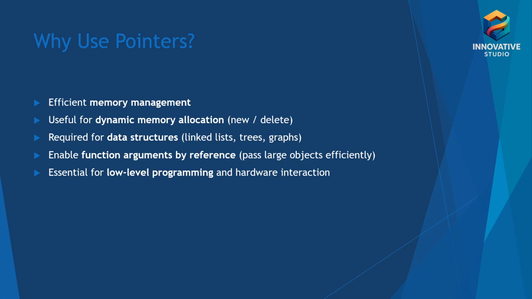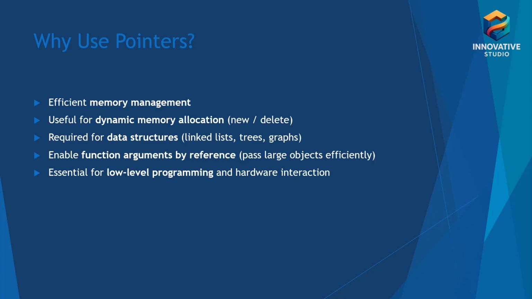Next, why use the pointer? Basically when you have to use memory efficiently, pointer variables are used. Secondly, it is useful for dynamic memory allocation: you can initiate with new and delete using pointers. It is also required for data structures, so linked lists, trees and graphs are examples of data structures that use pointer variables. Pointers enable function arguments by reference.